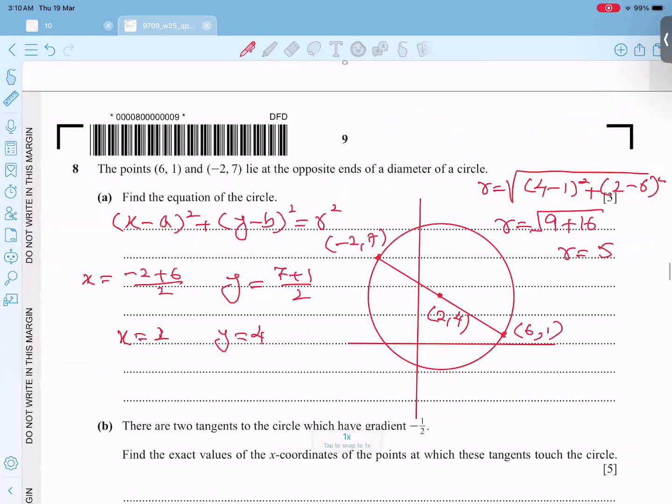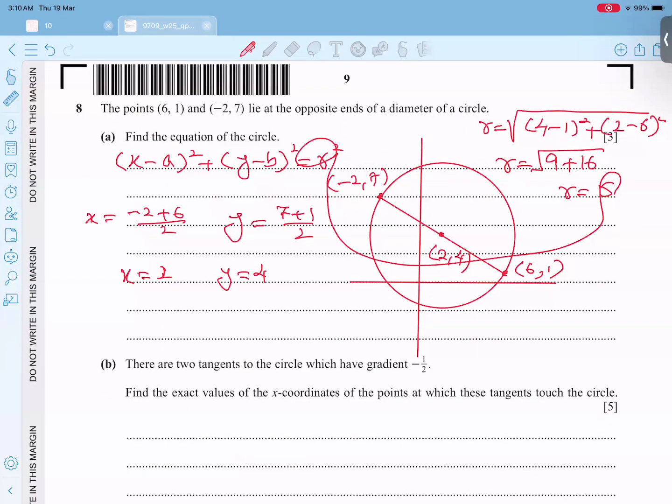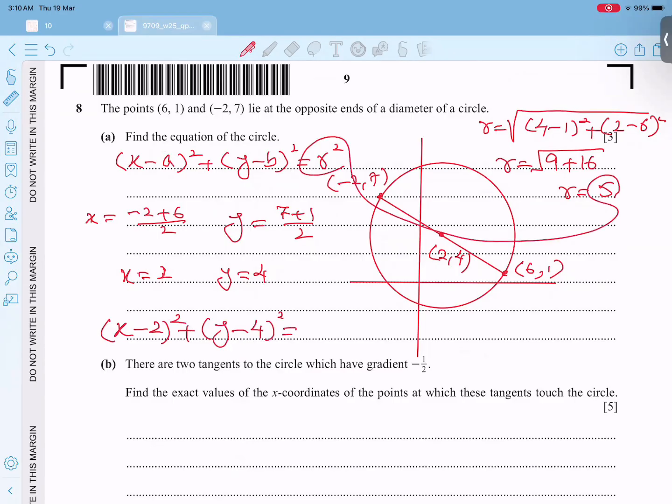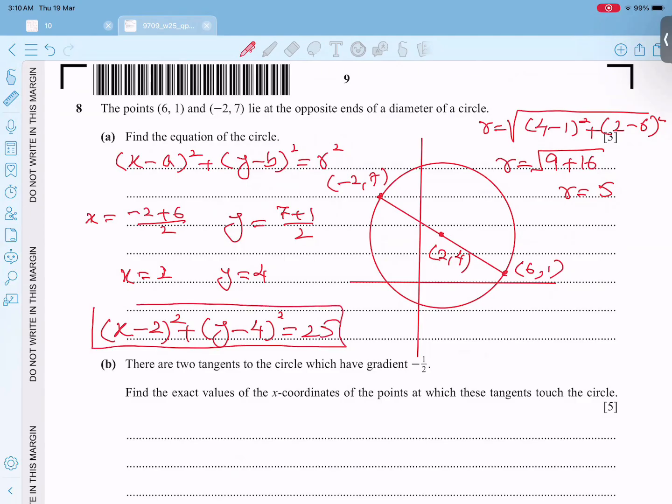So now I'm putting this value here and the center. So I'm using this formula, and the final form is this: 2 goes here, 4 goes here. So (x minus 2) whole square and (y minus 4) whole square equal to, when I plug in, 5 square. You write here 5 to the power 2, or you open it and make it 25. And this is our final answer. And I believe the concept of the question is clear.